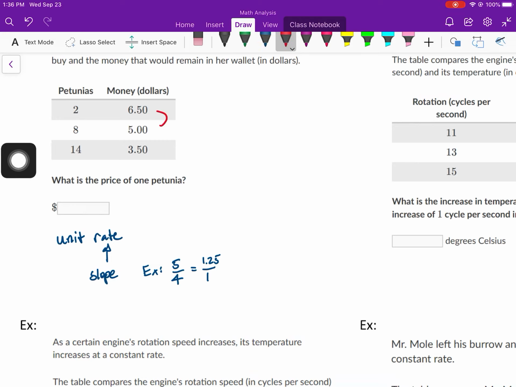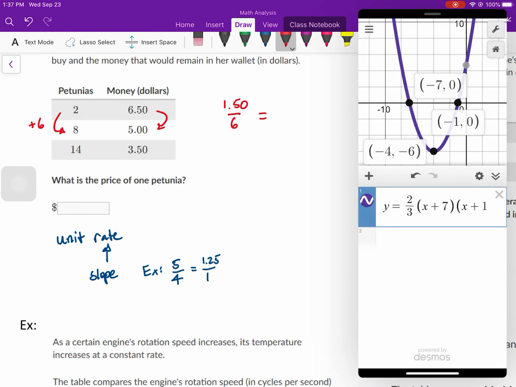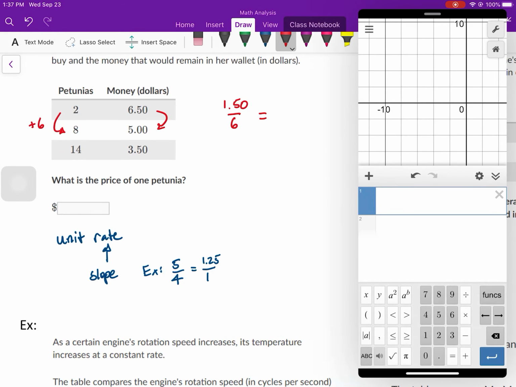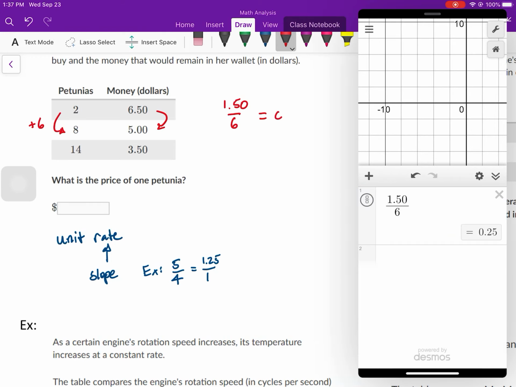Let's look at this graph. So the money difference, if you look right here, well, he's spending this money, right? This is how much he has in his wallet. And after he buys, you can see there, he buys 6 petunias. So that's the run. He loses $1.50. So $1.50 divided by the 6 will give us that unit rate. How much is it per 1 petunia? So it's $1.50 for 6 petunias. So it's 25 cents for each petunia.